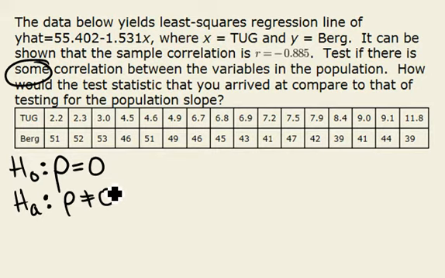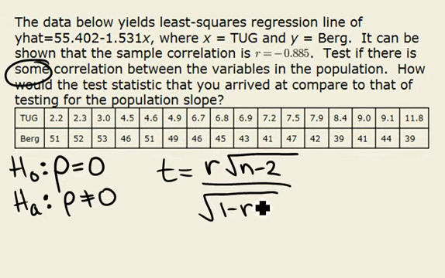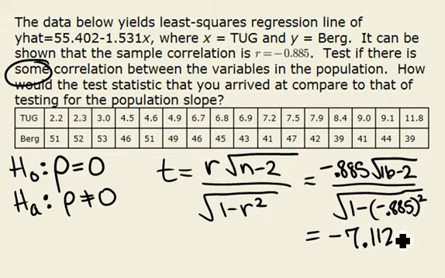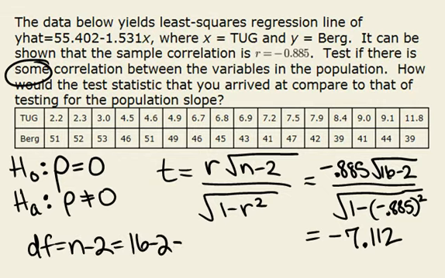The test statistic that we use for testing for correlation takes our sample correlation R times the square root of n minus 2, over the square root of 1 minus R squared. So plugging in all the quantities, we get negative 0.885 times the square root of 16 minus 2, over the square root of 1 minus negative 0.885 squared. And what we arrive at is negative 7.112. The degrees of freedom is n minus 2, and so we're using 14.